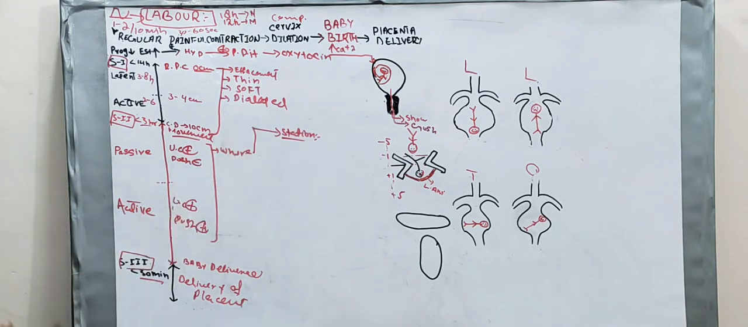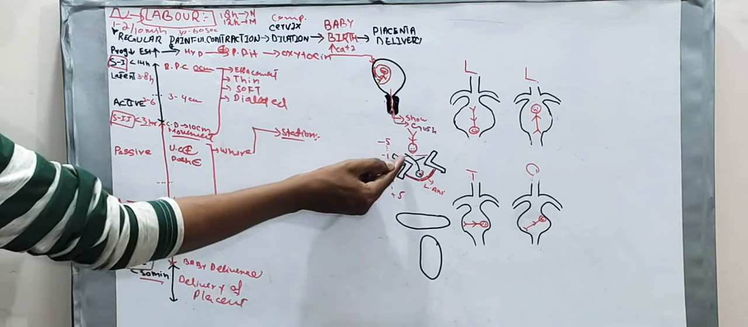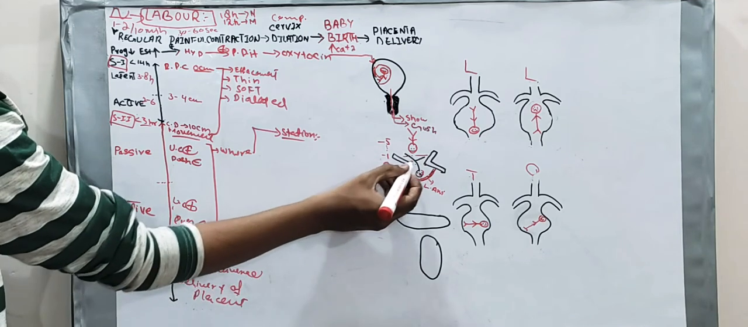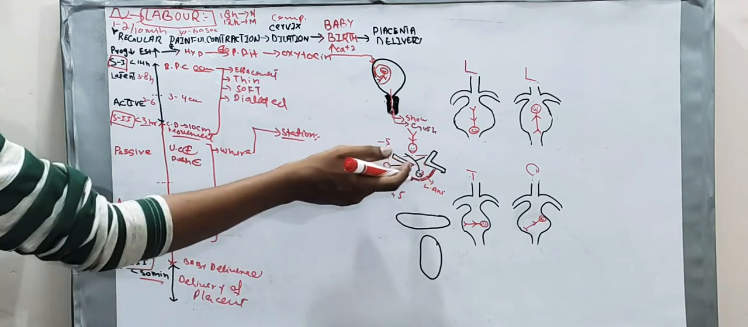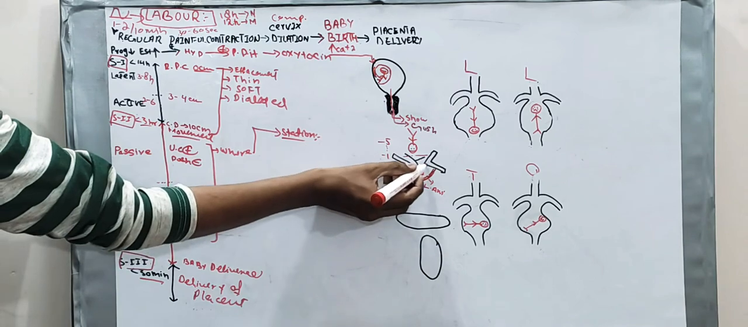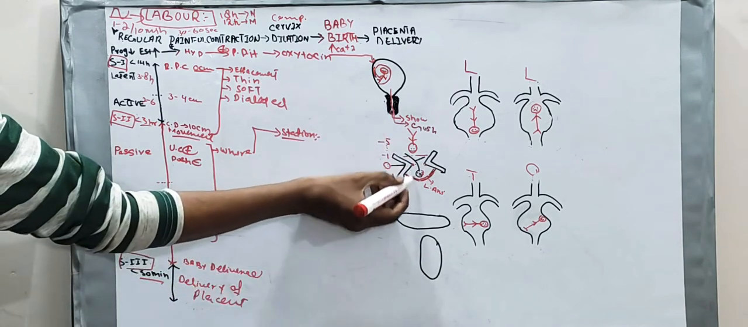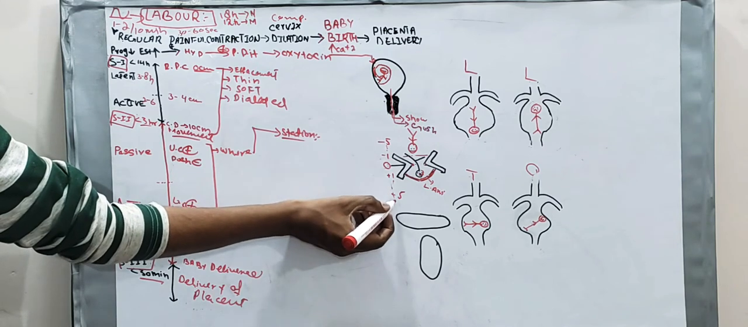Now how will we describe the station? This is the pelvic bone and this point is the ischial spine. The ischial spine is considered 0. When the baby has reached this point, it is at station 0. If it moves downward, it will move toward +1 up to +5.